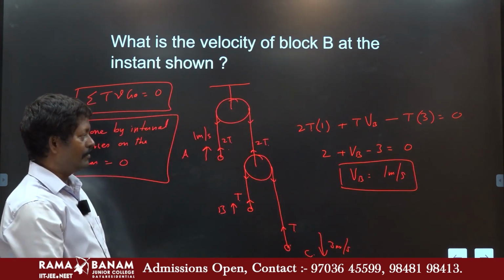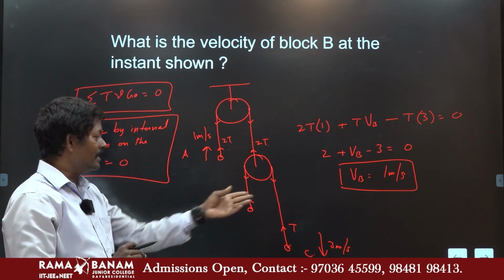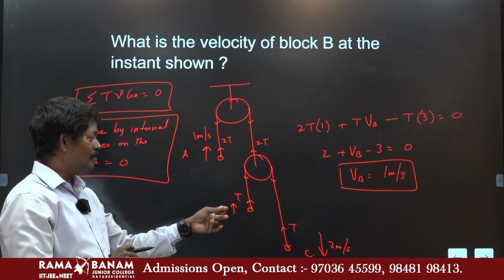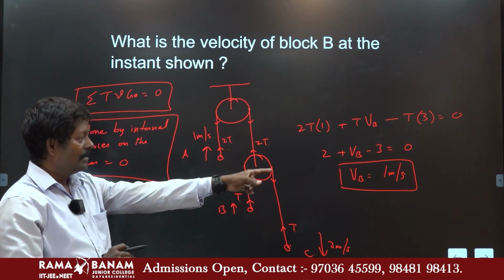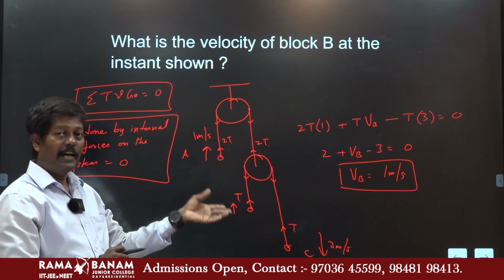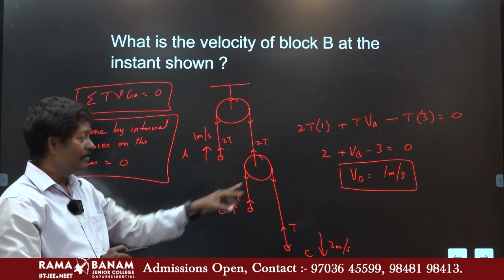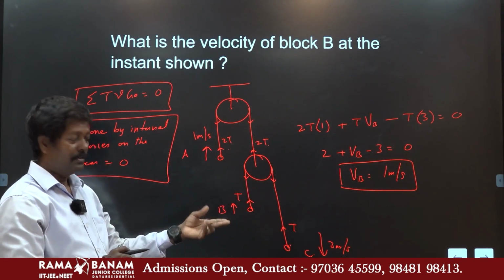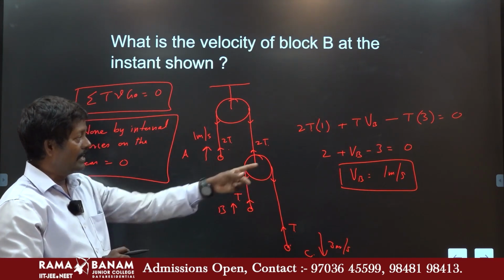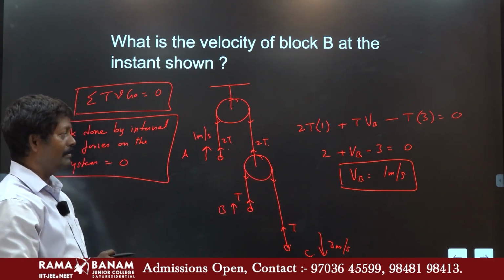Now listen very carefully. We got a positive answer. Positive answer indicates that our assumption is correct. We assumed that B is going up and I got a positive answer, so our assumption is correct. Had I got a negative answer, we would have to change the arrow mark, that's all. So velocity of block B is 1 meter per second.